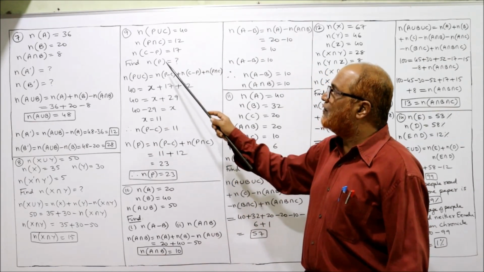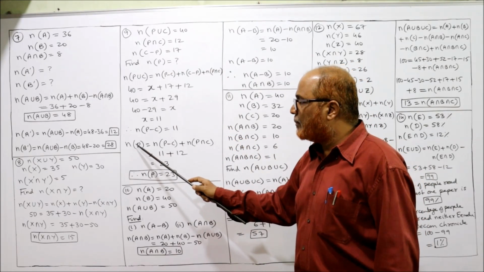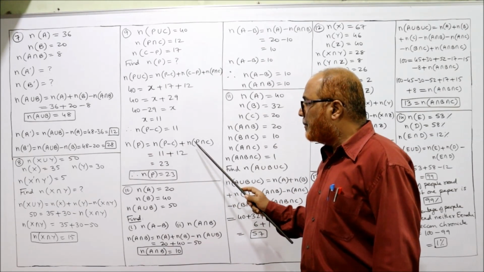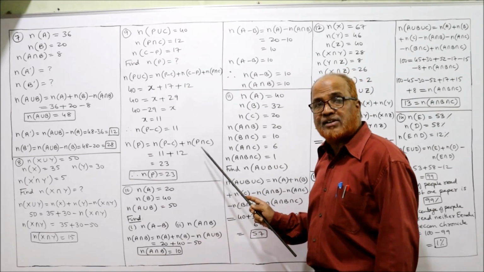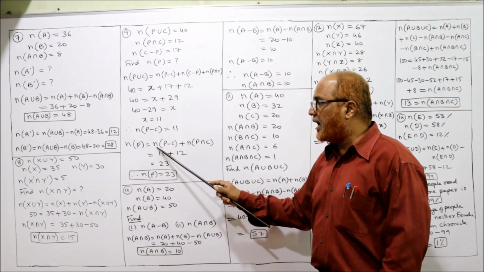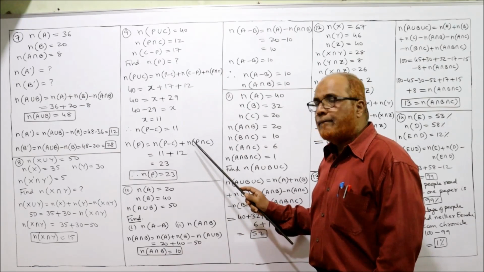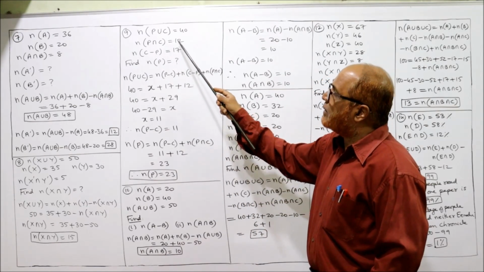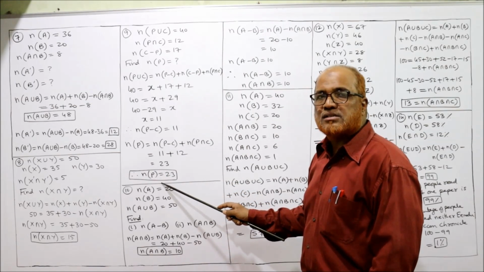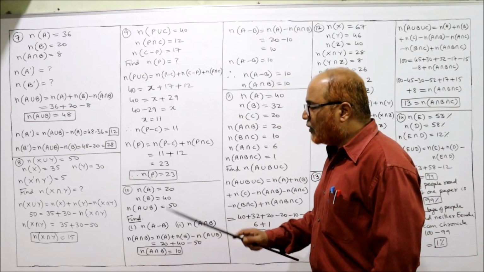Ultimately we have to find out N of P, the number of elements in P. So what is the formula? Number of elements of P is equal to N of P minus C plus N of P intersection C. This is a new formula, first time we are applying. So N of P is equal to N of P minus C, already we got 11, plus N of P intersection C, that is given in the problem, 12. So 11 plus 12, 23. The number of elements in set P is 23. That's it.